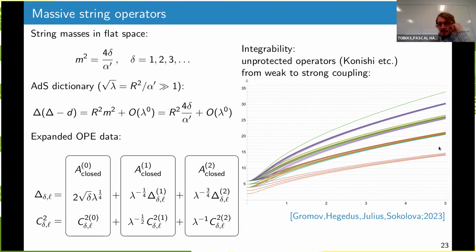I mean, they're all single trace operators, generalizations of Konishi and so on. And it's not clear, if you start with an operator at weak coupling, which is easy to write down out of the fields of N equals 4 super Yang-Mills, at which mass level it will end up if you go to strong coupling.